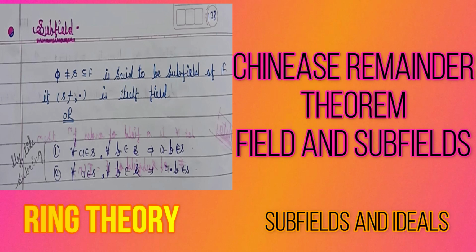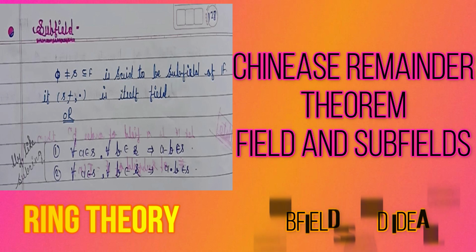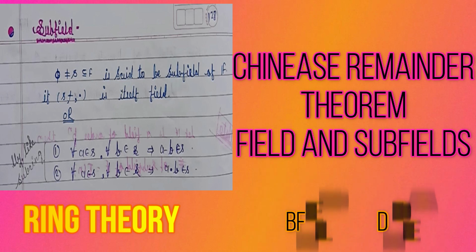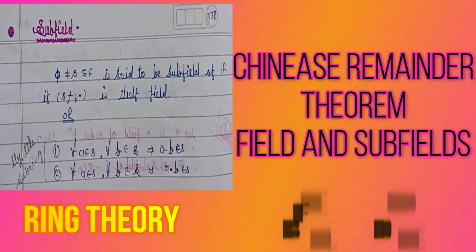So in my today's lecture we're going to learn one of the topics from ring theory, which is a subfield. I already explained field and ring in my previous lecture; if you want to see, you may check my playlist. Today I'm going to explain the definition of a subfield along with some examples and one important theorem, the Chinese remainder theorem for ideals, and how we can define ideals by using this theorem. Now let's get started.